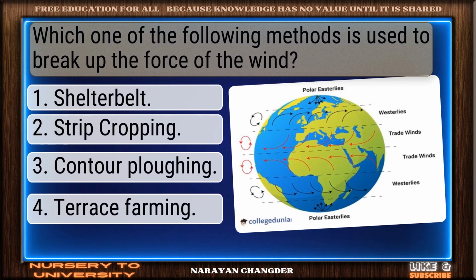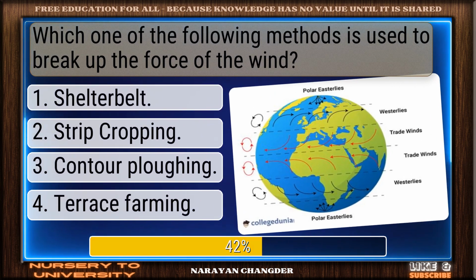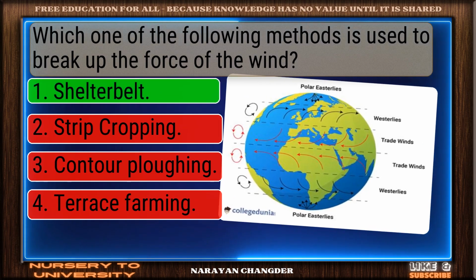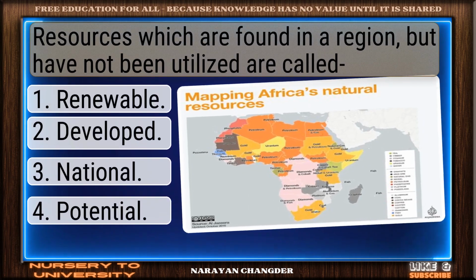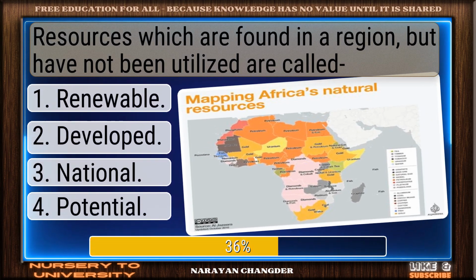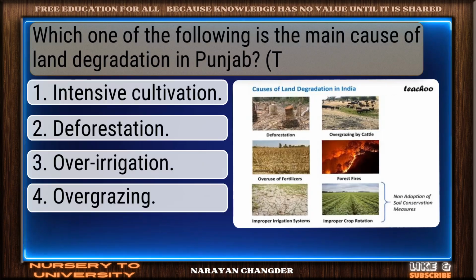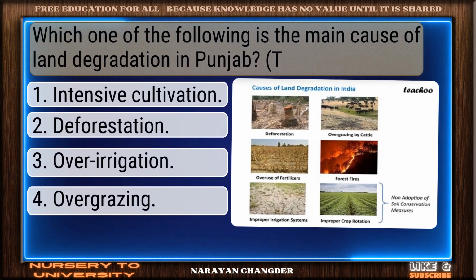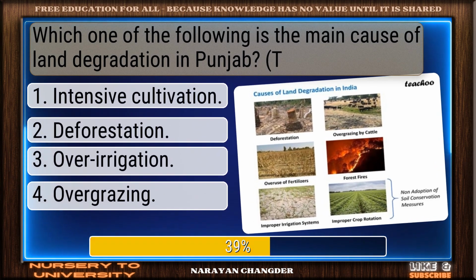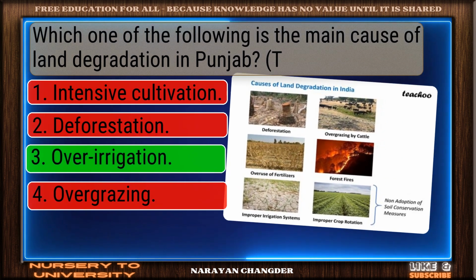Which one of the following methods is used to break up the force of the wind? Bravo. Shelter belt is the answer. Resources which are found in a region but have not been utilized are called. Nice work. Potential fits perfectly. Which one of the following is the main cause of land degradation in Punjab? You're right. Over-irrigation is correct.